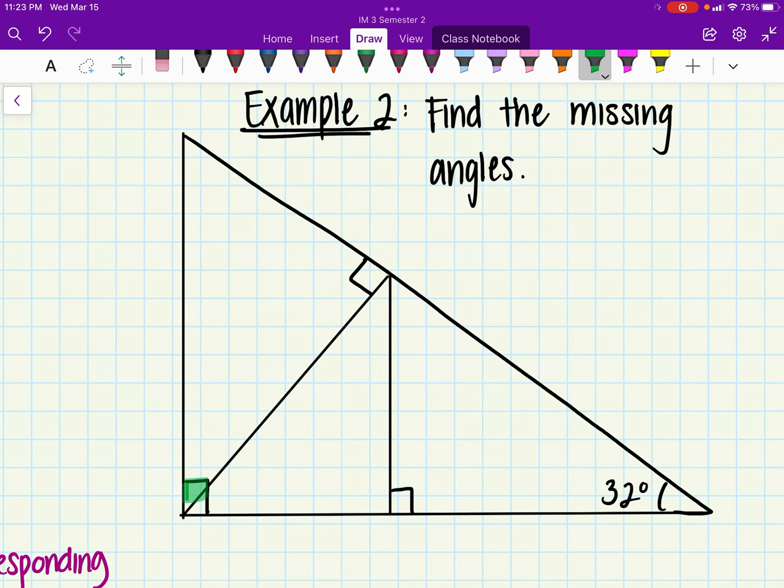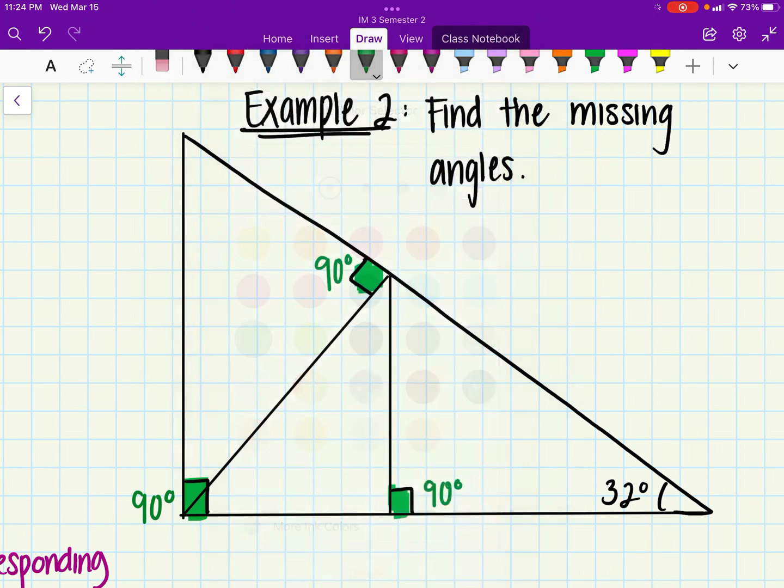Now, a bit of information in this case is these here. Whenever you see a little box in the corner, it's actually telling you that the angle is 90 degrees. So I'm actually going to go ahead and label that. This here is 90 degrees. That there is also 90 degrees. And this one as well is 90 degrees.